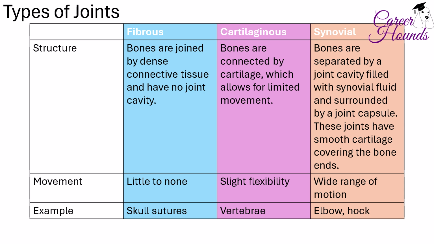It connects bones by cartilage and allows slight flexibility. An example of a cartilaginous joint is the vertebral joints in the spine. Synovial joints are called diarthroses and are complex structures that make up freely movable joints. In synovial joints, bones are separated by a joint cavity filled with synovial fluid and surrounded by a joint capsule. These joints have smooth cartilage covering the bone ends and provide a wide range of movement and stability.